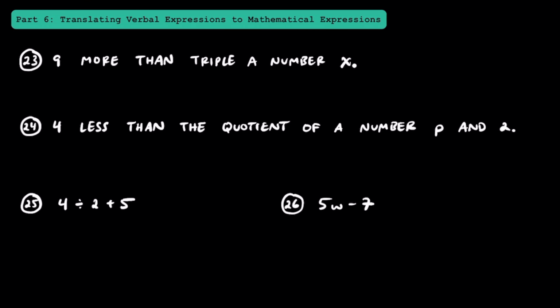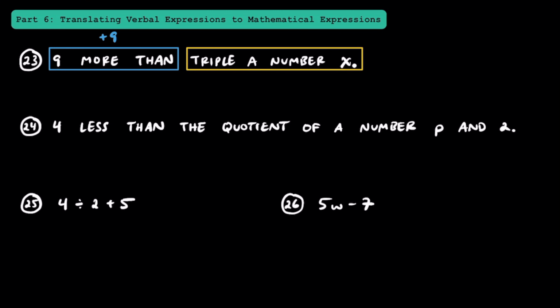In part 6, we're going to practice translating verbal expressions to mathematical expressions, and then go from mathematical expressions back to verbal expressions. In 23, we have 9 more than triple a number x. If we have 9 more than something, that means we're going to have to add 9 onto something else. To triple something means to multiply it by 3, so we're going to multiply this variable x by 3. To write that, we can write 3x. Since it has to be 9 more than triple the number x, we have to write 3x first and write plus 9 afterwards. This is our mathematical expression for the verbal expression we were given.